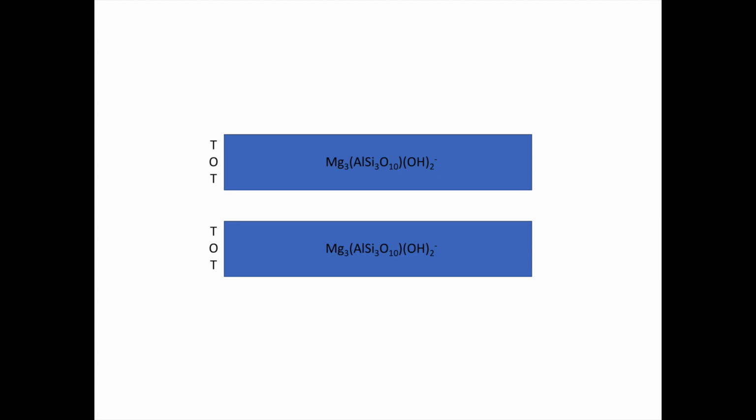The important thing for us to recognize today is that these structural units are bound together more strongly than the bonding that occurs between our TOT structural units. The bonding between our TOT structural units is from potassium ions.